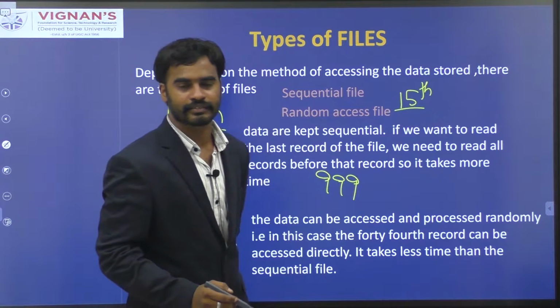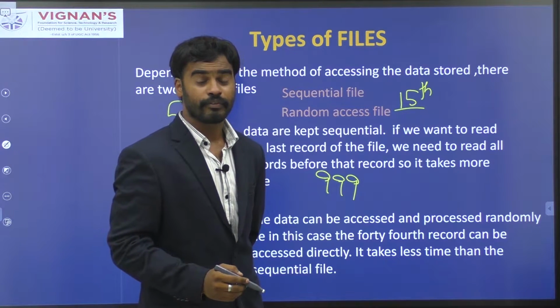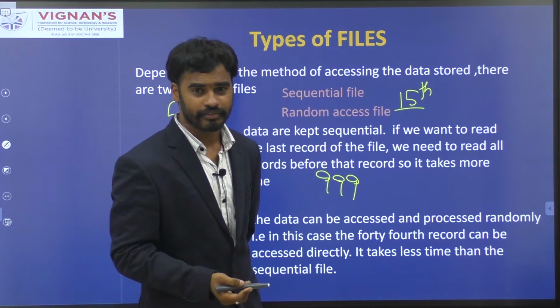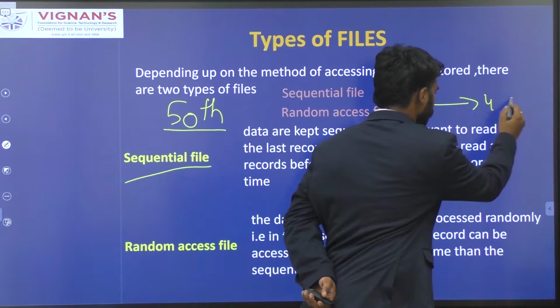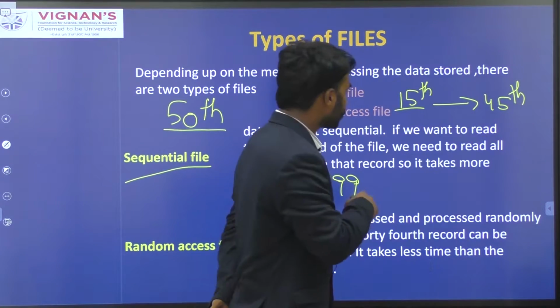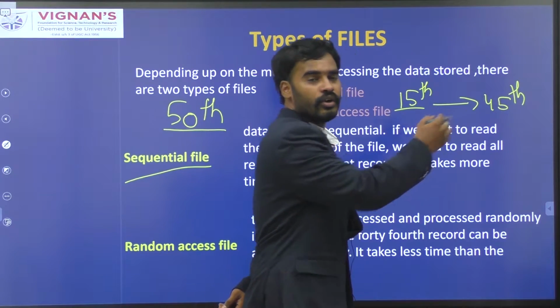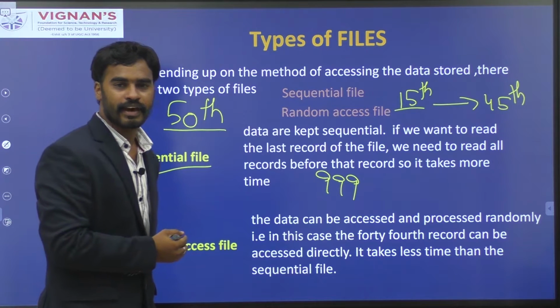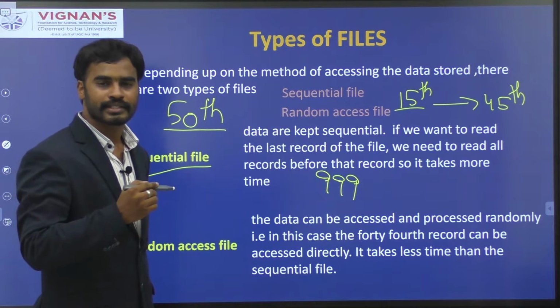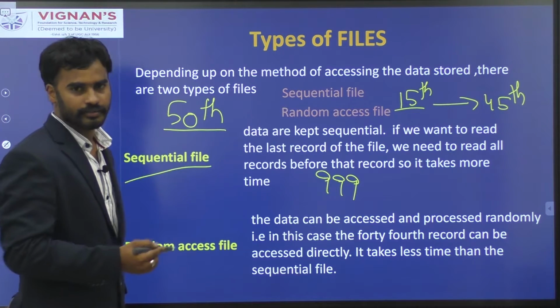Assume that you are accessing the 15th record, and if you want to access the 45th record next, you can directly jump from the 15th record to the 45th record. Okay, in a sequential file, you can only access the data one after another.